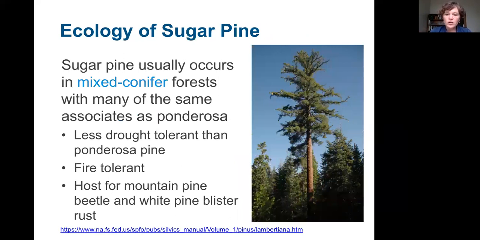Sugar pine is fire tolerant as well. It's got very thick bark. Sugar pine is a host for the mountain pine beetle, so not the Western pine beetle, and white pine blister rust, which is an invasive, introduced rust and has been quite devastating to this species.